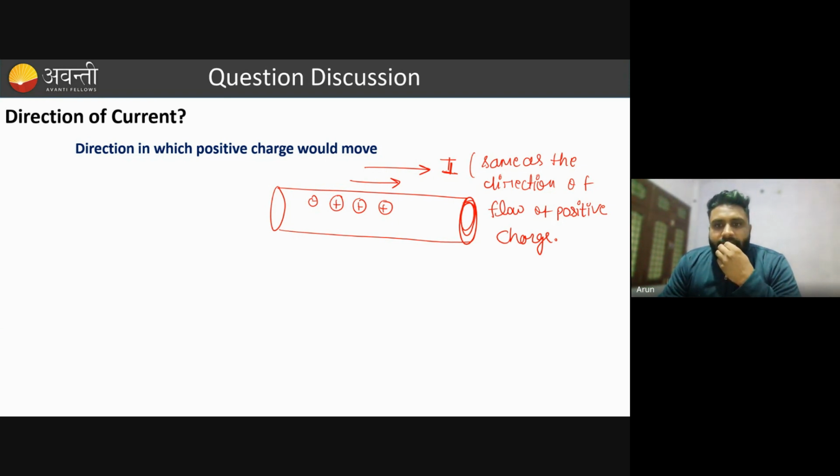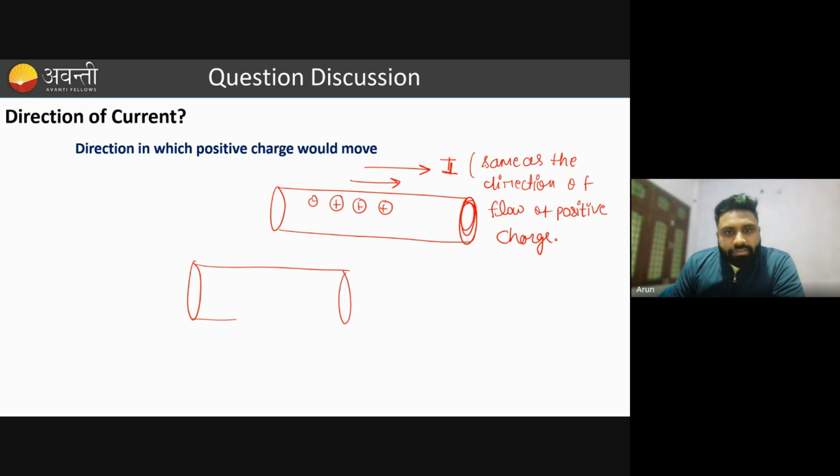Okay. So the direction of current is the direction of positive charge carriers. But generally what will happen in a conductor, the positive charges are very heavy ions, so they cannot move. Only the electrons will move, which are negatively charged. So because of the flow of these electrons, the current has been developed.